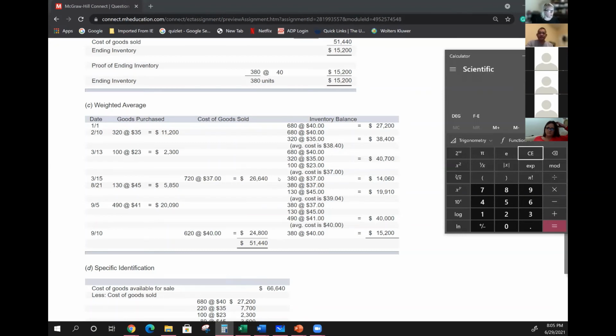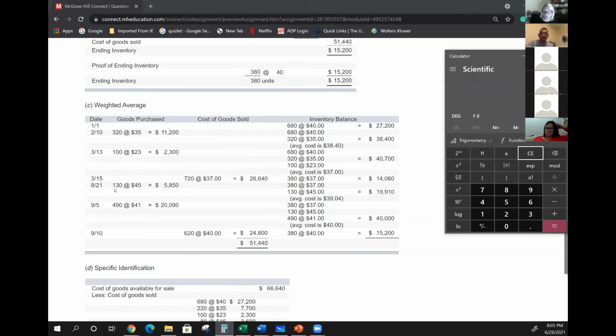Okay, so once I sell those 720 units at 37, now what do I have left? Well, I had 1,100 units, right? And I sold 720 of them. So now I've got 380 left.